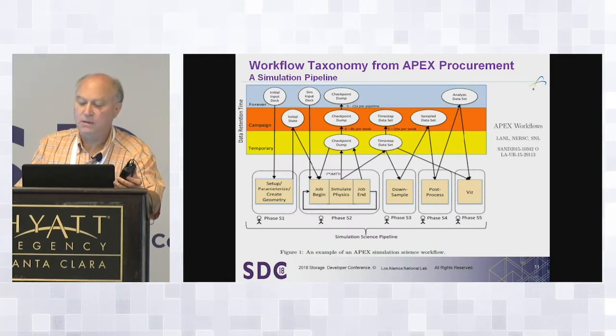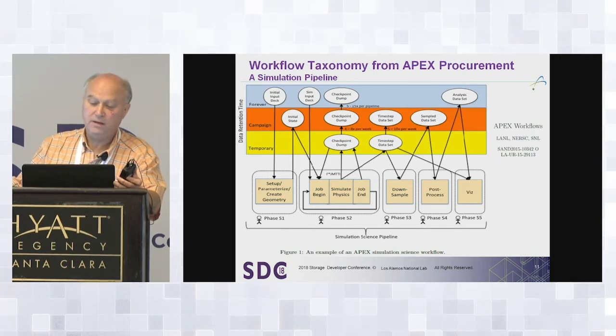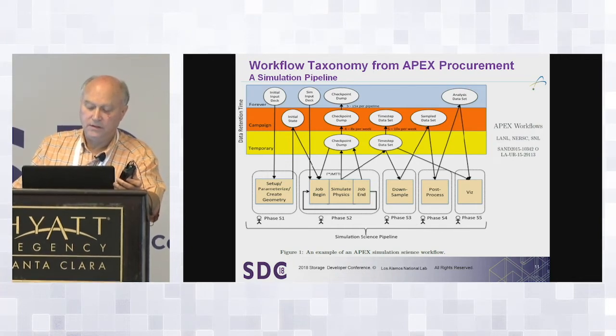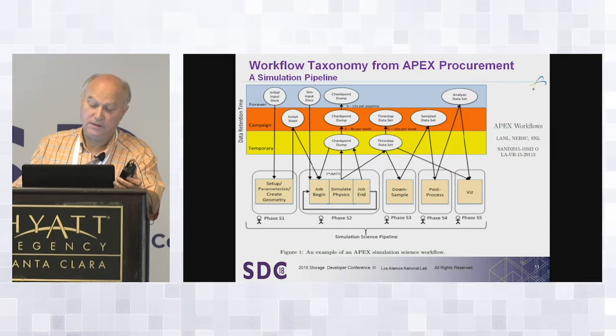We also published a document recently, which I think is interesting, associated with an RFP that we were involved in, and that is for Crossroads. And we did this for Trinity as well, the machine before. And it was essentially a set of workflows. How do our applications run? What are the input sizes? What are the output sizes? How long does the data have to persist?